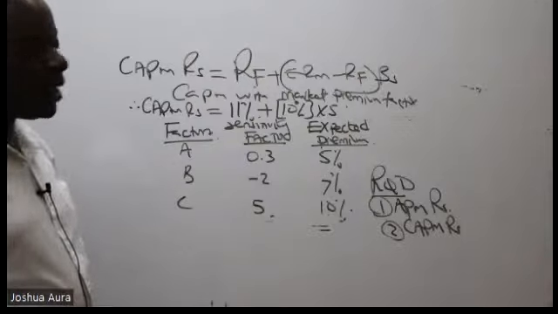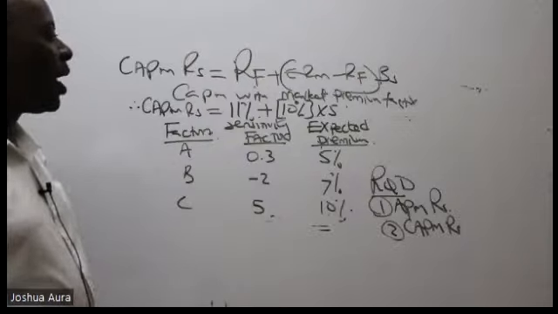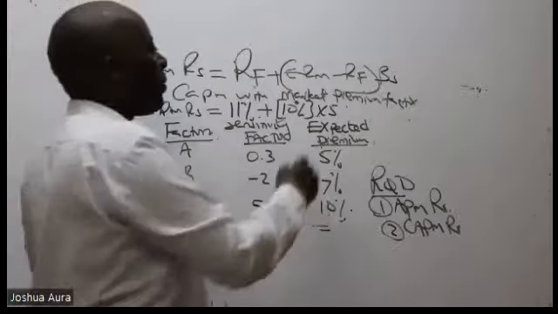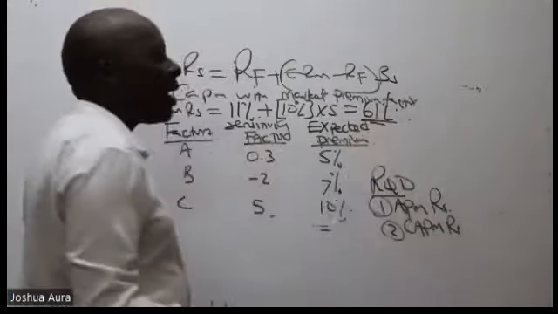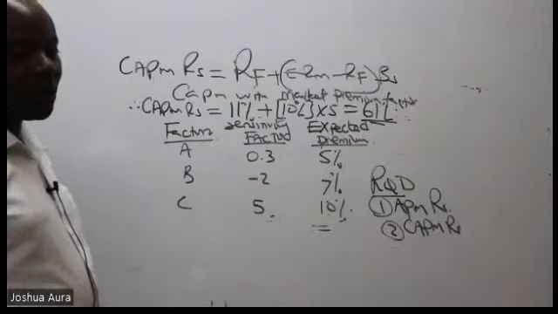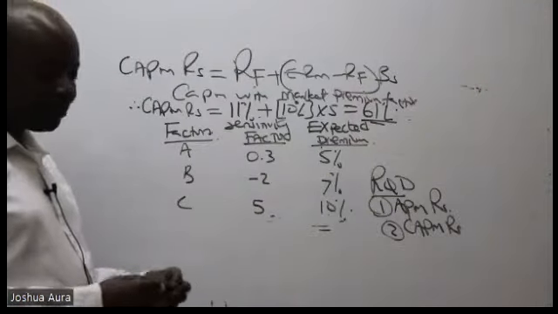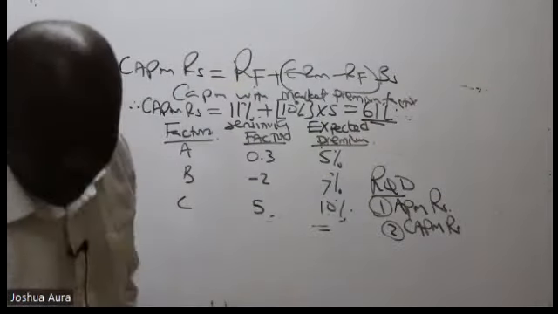So Atieno is giving me a figure of what here? 61%. Thank you very much. 61% or 0.61. Thank you so much.